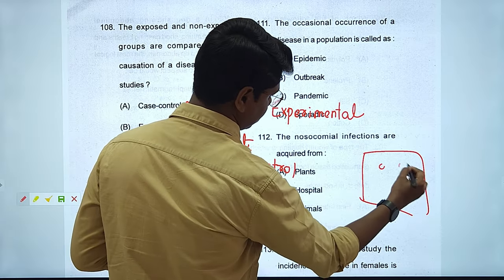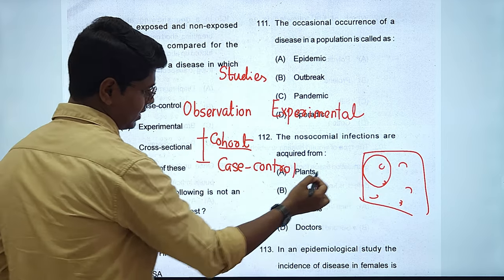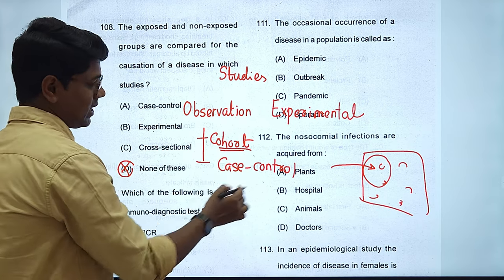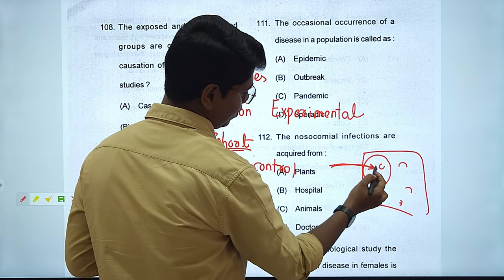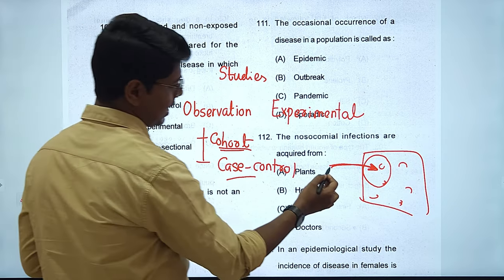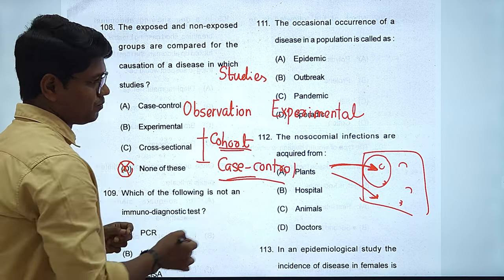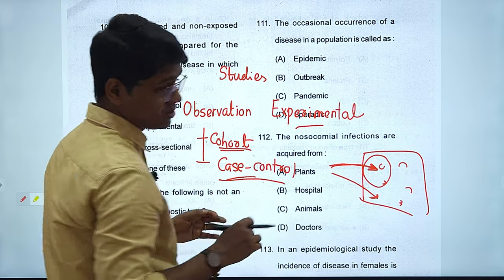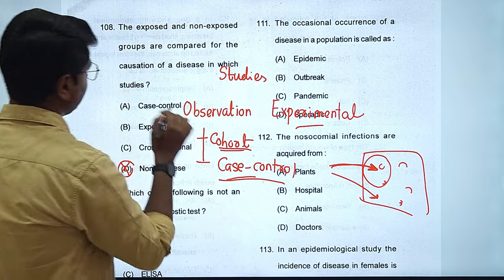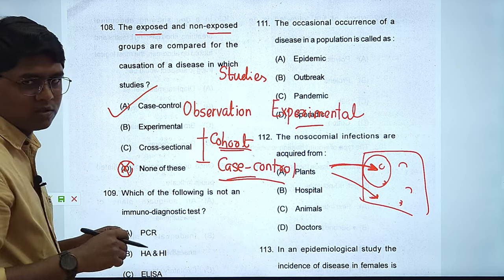There are some individuals, and among them a few are diseased. If you are studying this particular diseased group or any group, then it is a cohort study. Case control means this particular group will act as the exposed group, or you can say the case group, and the normal ones will be the control group. This is a case control study. And experimental means there is a healthy population, you induce some disease, and then you study it. That is an experimental study. So in this particular case, between the exposed and non-exposed, the answer should be the case control study.